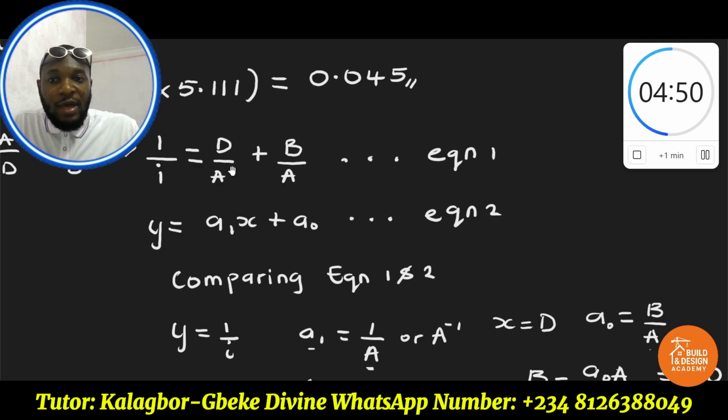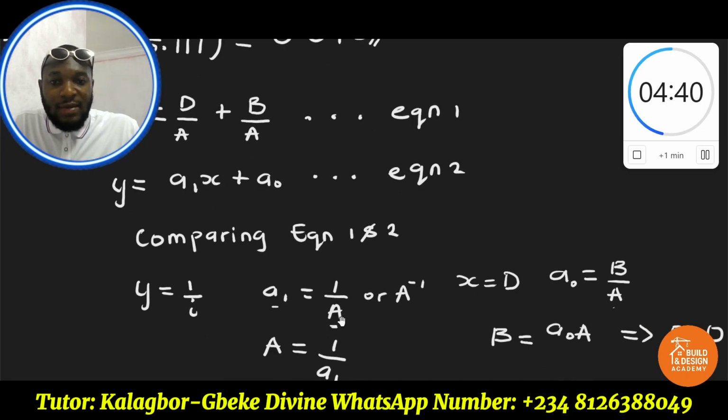No, we are looking for A and B, right? So we should put A1 in respect to A, because we already have the value of A1. So we are looking for A. So A1 will be what? A equals 1 over A, or if you put it in index form, A raised to the power minus 1. And D now is X. So we are done with this part.